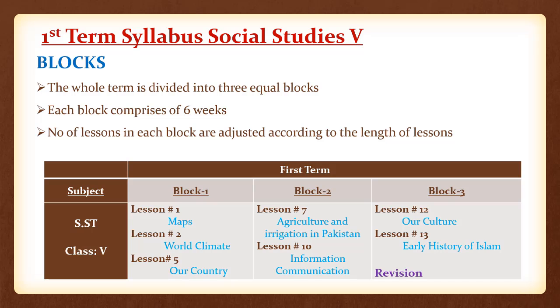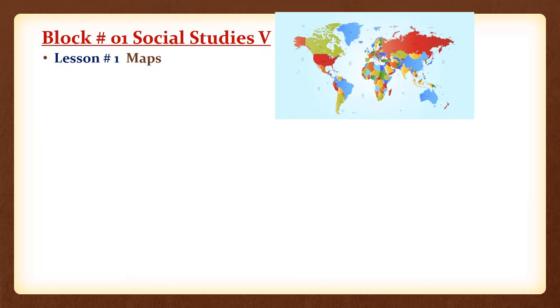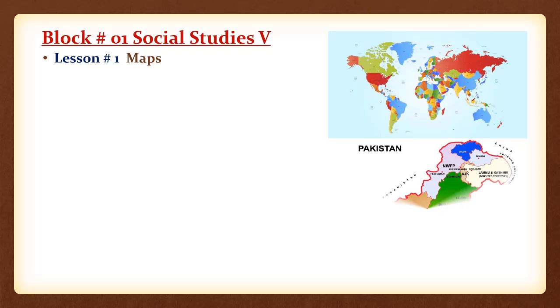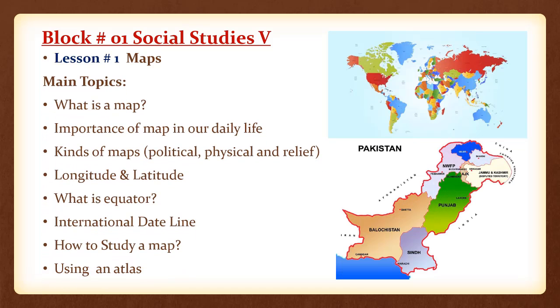Block number 1 and lesson number 1 is maps. The main topics of this lesson are: what is a map? Importance of maps in our daily life. Kinds of maps: political, physical and relief. Then you will understand the difference between longitude and latitude. What is the equator? International date line. How to study a map will be a very interesting topic of this chapter. Using an atlas will be the last topic of the chapter.